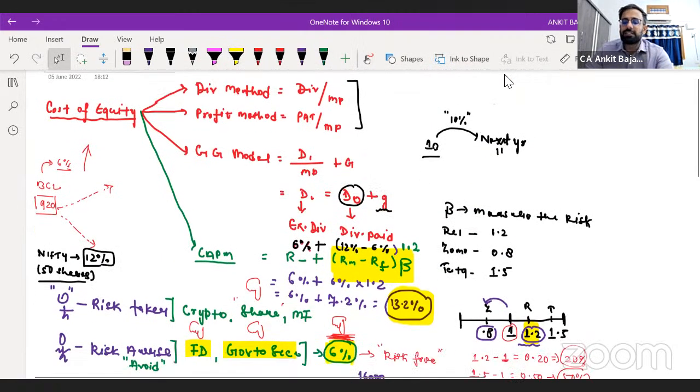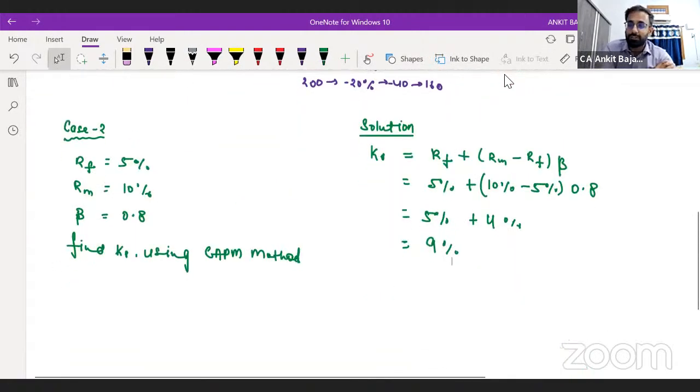In the next session, I will be discussing beta and standard deviation, right? I will be using real numbers and I will make you understand how you can calculate the beta and standard deviation. So we will meet in the next lecture.